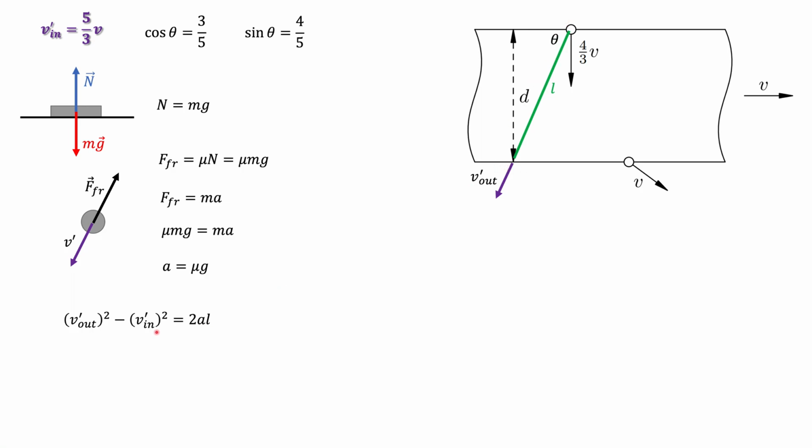Now there's one issue with this formula, the way it's written right now. Notice when the coin moves on the paper, it slows down because of the friction. Because of that, V prime out is going to be less than V prime in, and what you have on the left is going to be negative.